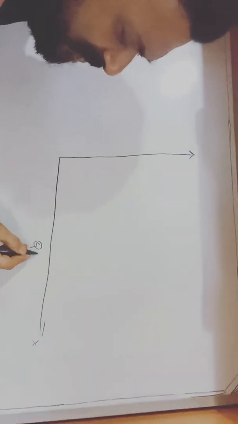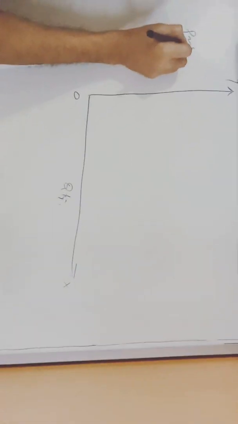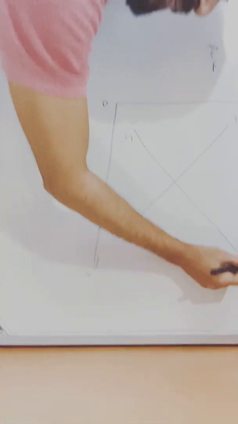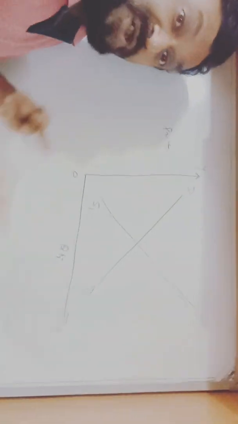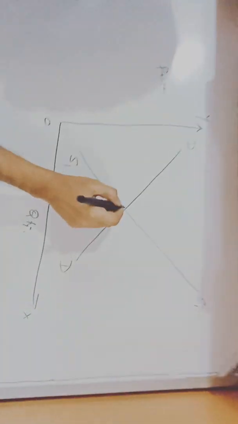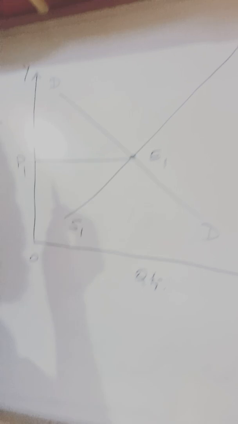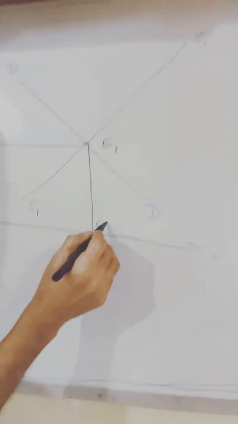Along the x-axis as usual, quantity. Along the y-axis it is price. Then usual demand curve D. And the usual supply curve S1. See here, as there will be a change in the supply, so S1. And the original or initial equilibrium point is E1. This is equilibrium price P1, initially equilibrium quantity Q1.